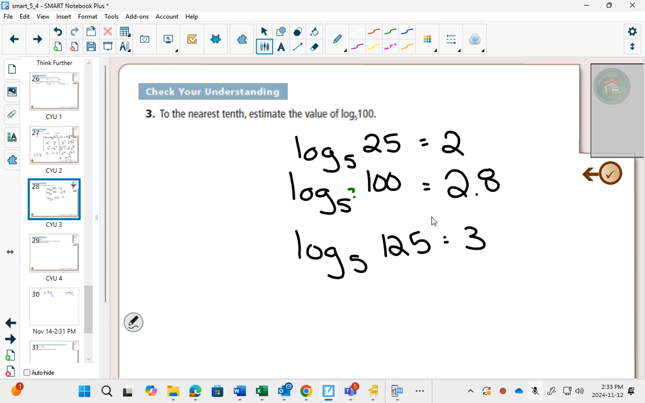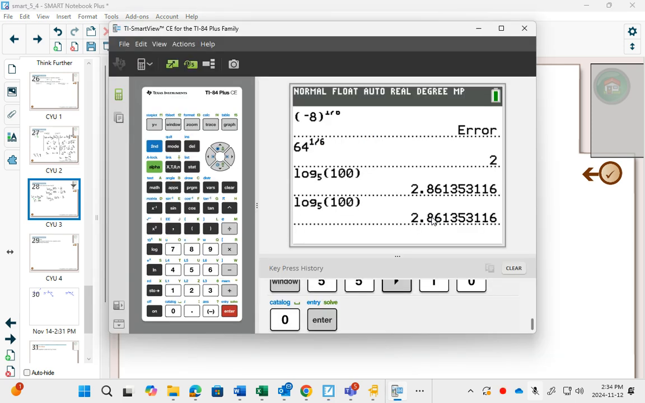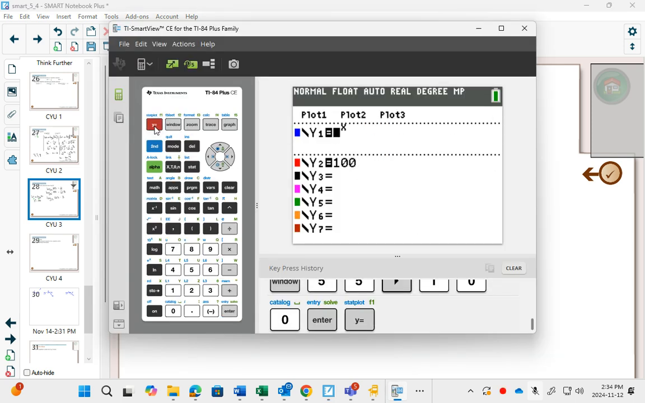If I wanted to solve this, what I could do is I could say, let x equal log 5 of 100. And one thing I could do is try to solve this. 5 to what exponent is 100? If you have a graphing calculator, you could put this into y1 and this into y2. So I have that in y1 and in y2.